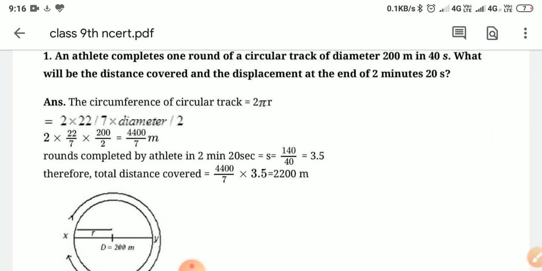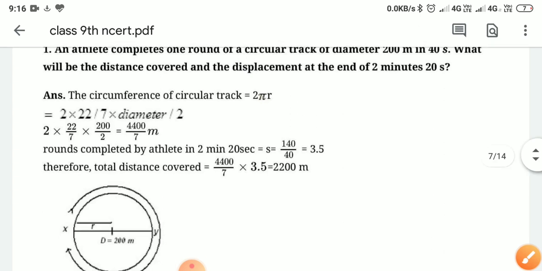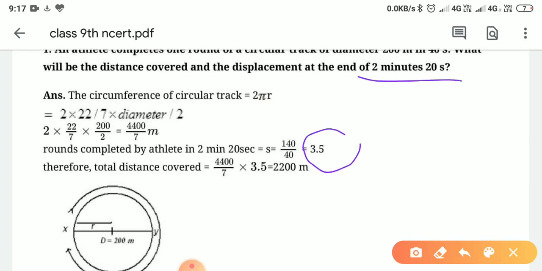Okay, now for the second part, we have to find the displacement. We know that in this time there are 3.5 rounds in total. Suppose in one round it starts from x, its initial point is x, then when it completes one round it will be at x also, so the total displacement is 0. For the next round, when it starts from x, it will conclude at x also, so the total displacement is 0. So in three complete rounds the displacement is 0, but we have to find it only for the half round.